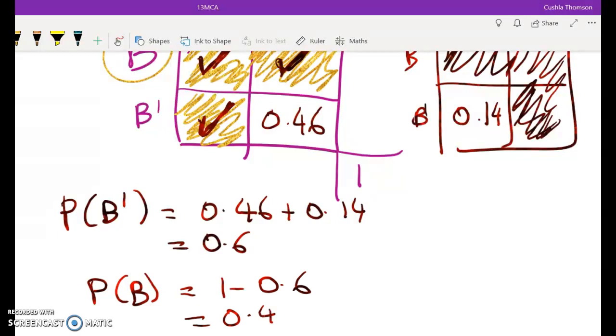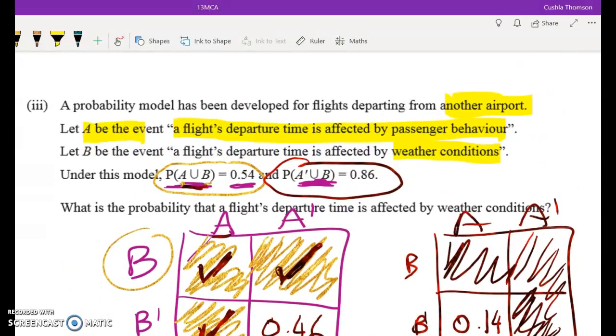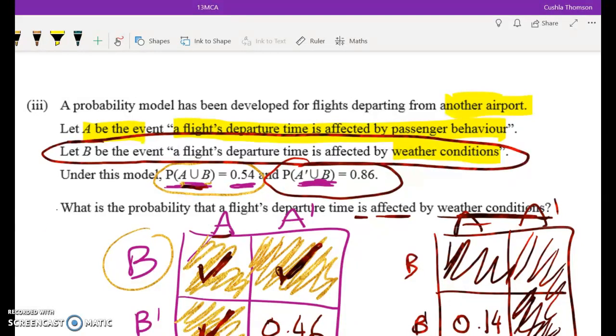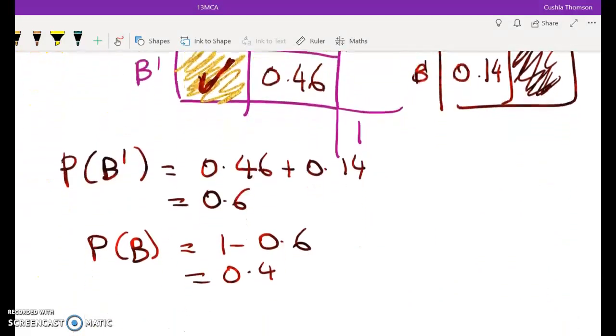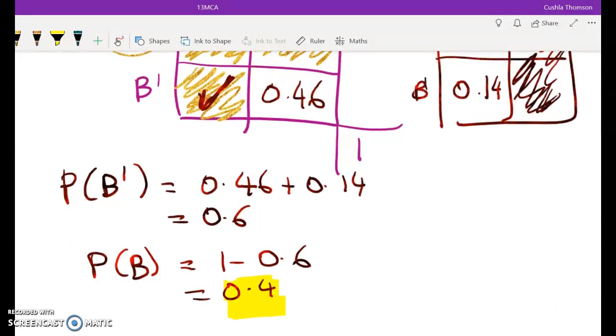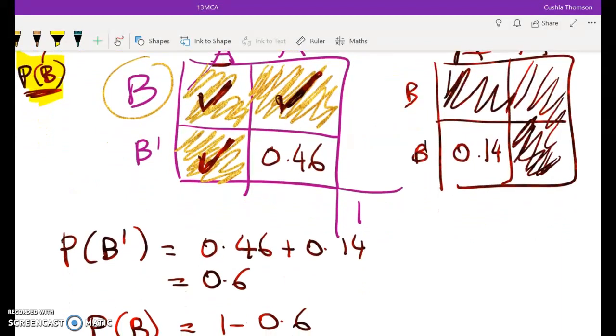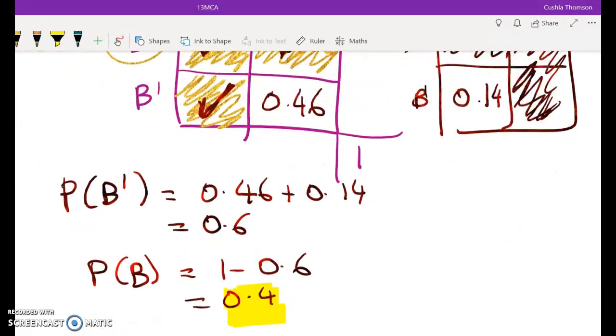Now let's look and check what we were asked for exactly. Okay, what's the probability that a flight's departure is affected by weather conditions? So we are asked to find P of B. Now actually, if I were a proper maths teacher, I would have gone over that at the start of the question, not the end, right? So that's what we're trying to find. We're looking for P of B, and we've got it. So it's equal to 0.4. Notice that I can't get from that information the probability of A happening, but I've got just enough information to figure out the probability of B happening there.